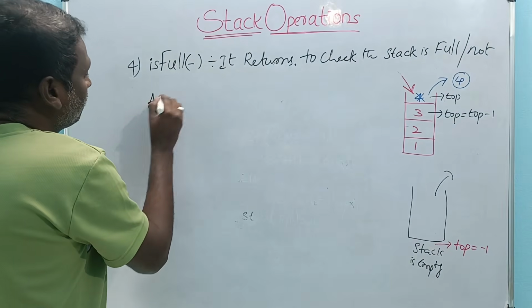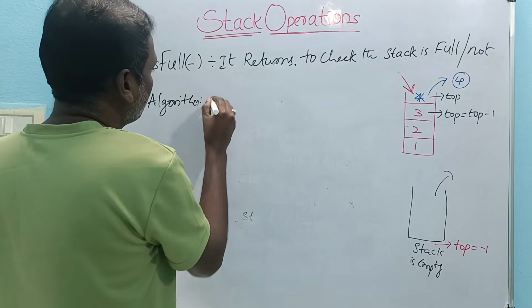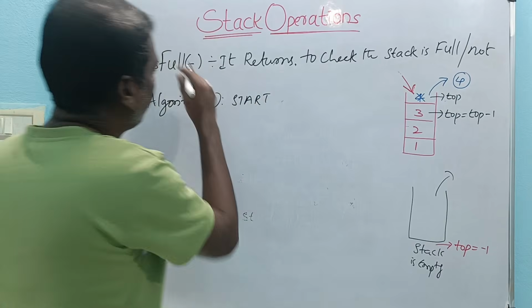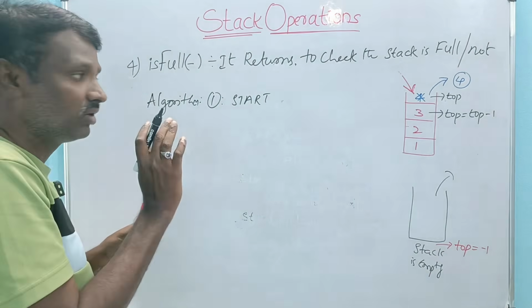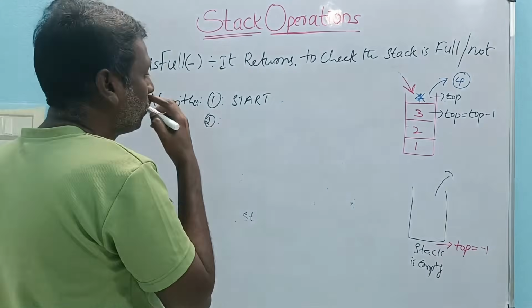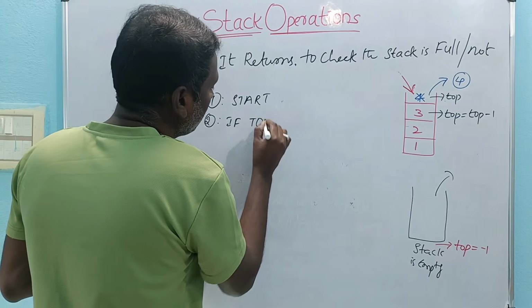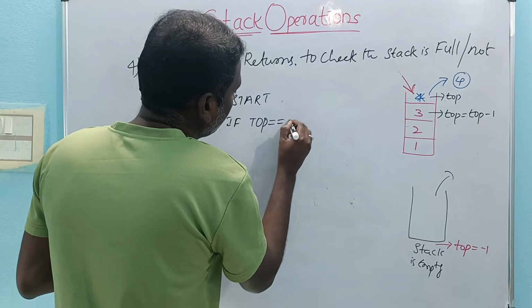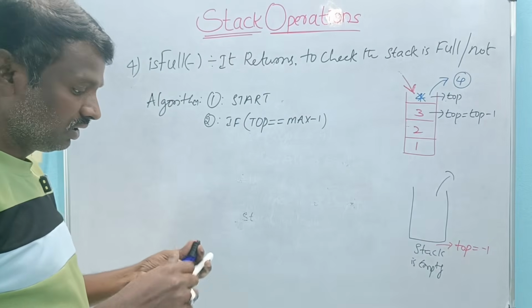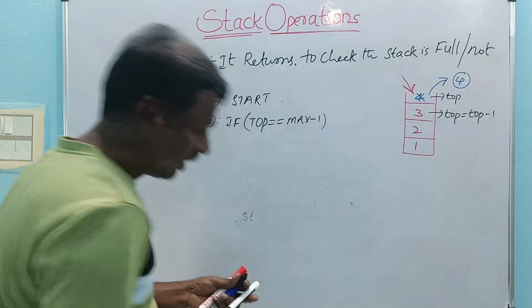Now I am writing the algorithm of the stack is full. Step 1. What happened in step 1? Starting the procedure. What is the procedure? To find whether the stack is full or not. So that's why step 1 is start. Step 2. What happened here? Stack is full if top equal to max minus 1. What is happening here? See, observe the diagrammatic representation. I am representing it diagrammatically.